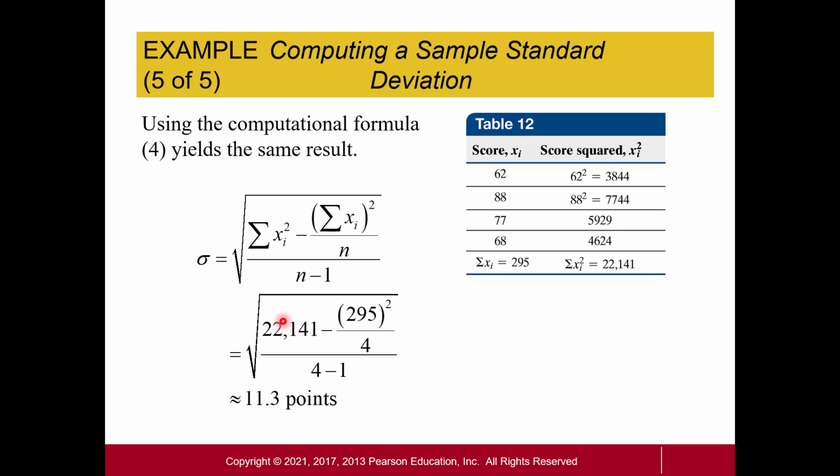Let's just walk through it real quick. If we add up the data points, that's 295. And in our formula, that number gets squared. And then going back to our table, we square the data points and then add that up. And that's going to go in the front of our formula here. And then we just do our computation, and that's how we got 11.3 also.